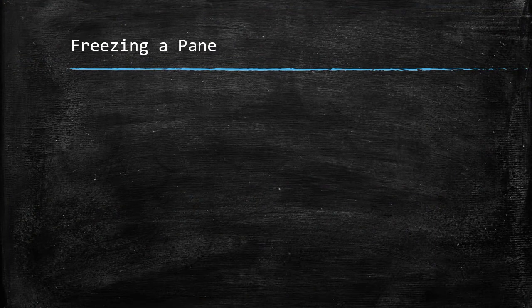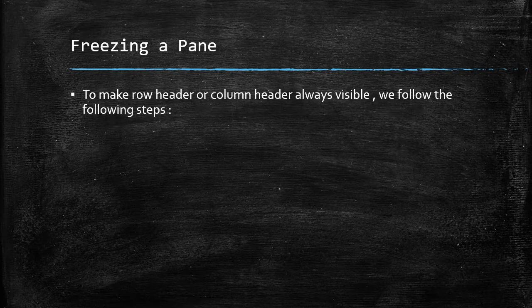Freezing a pane. Sometimes when we write a huge amount of data, the top heading disappears and is not visible because we have a limited screen size. If you want to make the top column headings or a few selected rows always visible, we can go for freezing a pane. To make a row header or column header always visible, we follow these steps. Go to Window and click on Freeze.